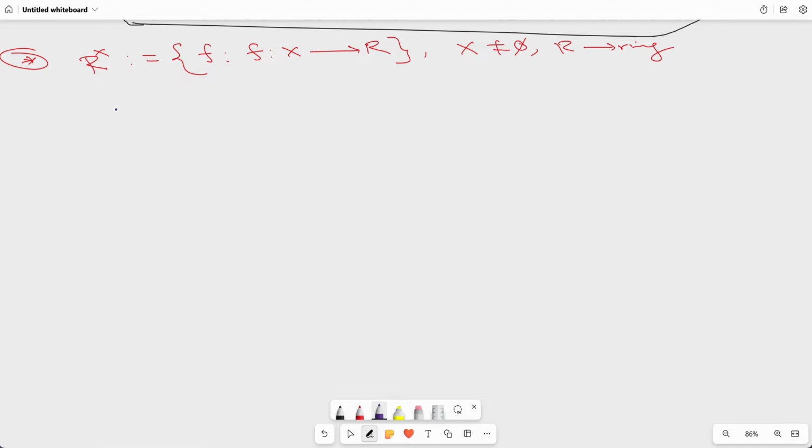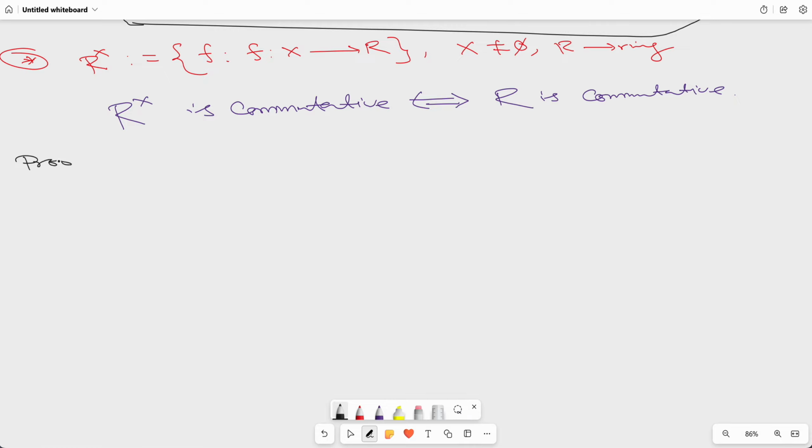So I am going to prove that R^X is commutative if and only if R is commutative. Okay, so proof. Suppose R^X is commutative.